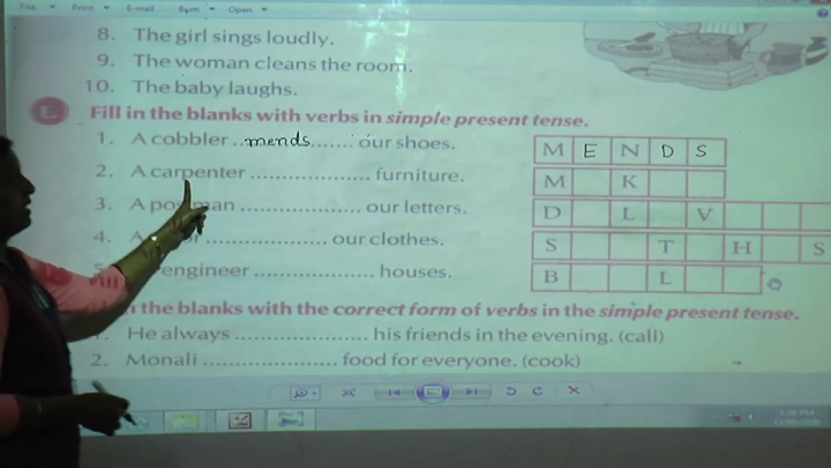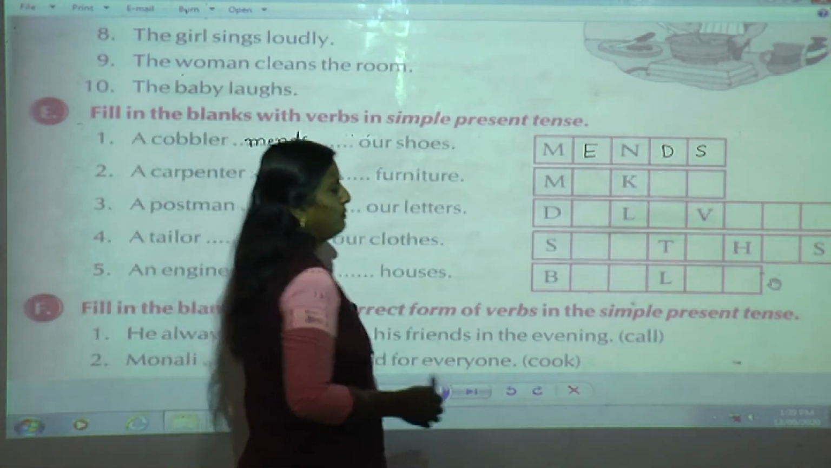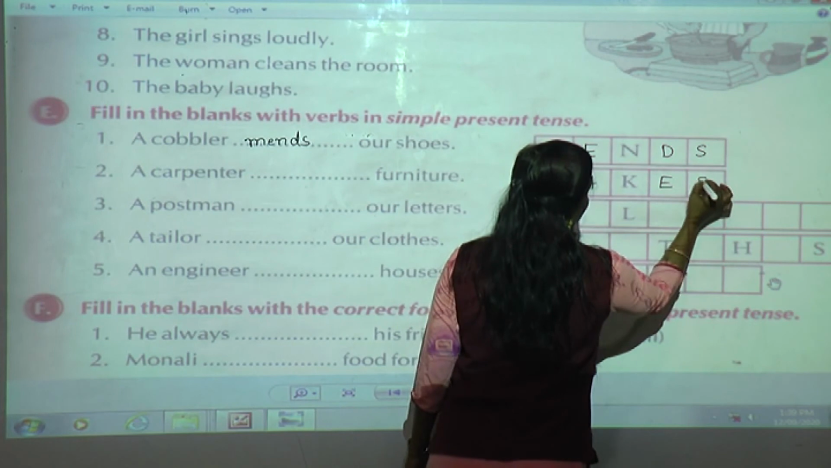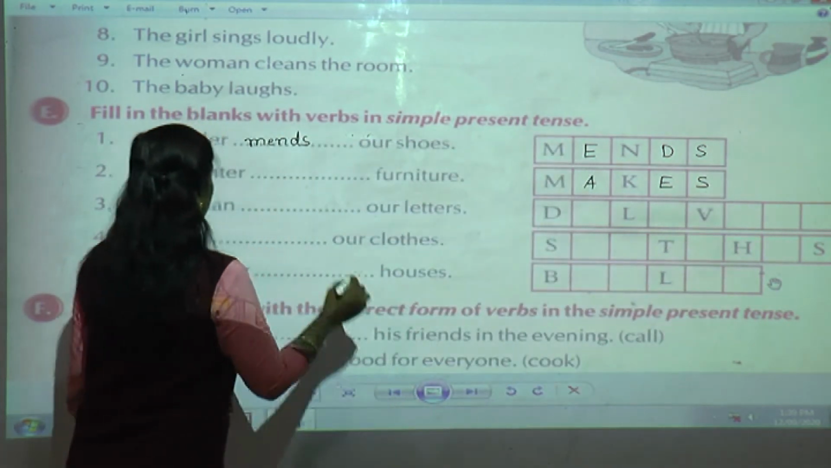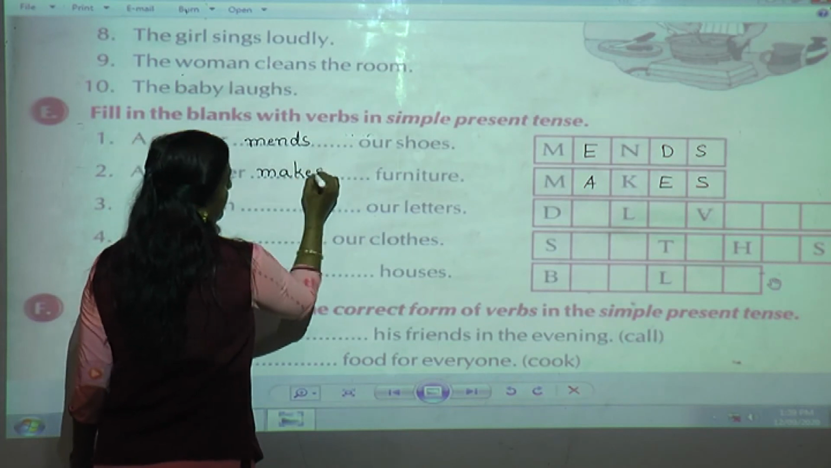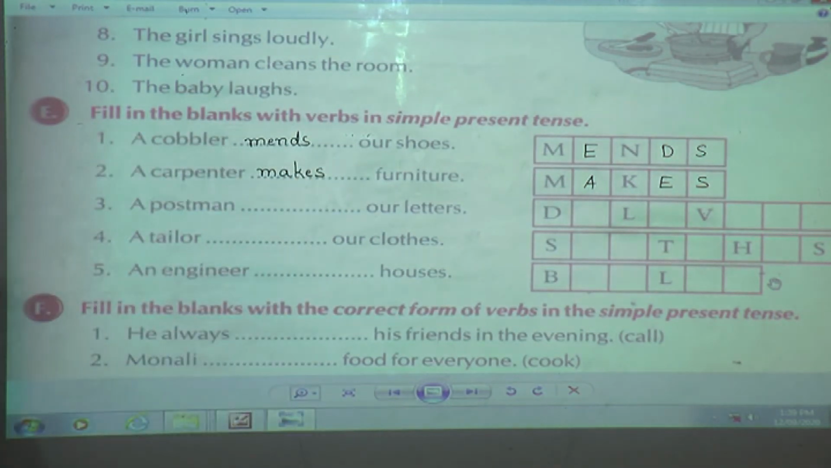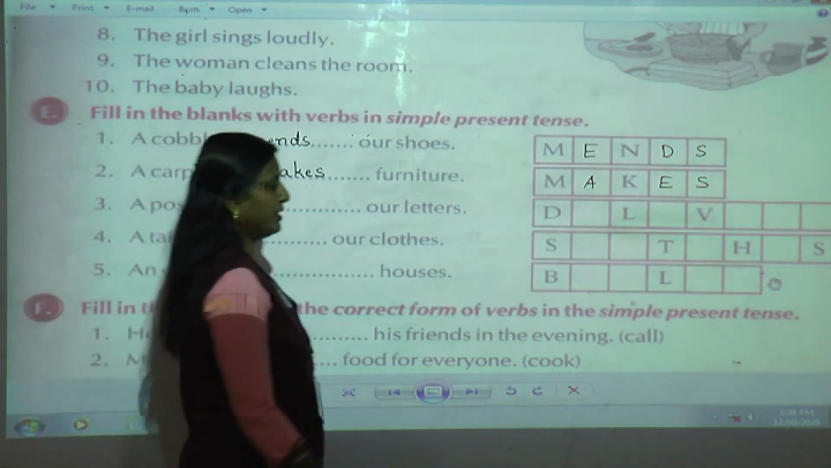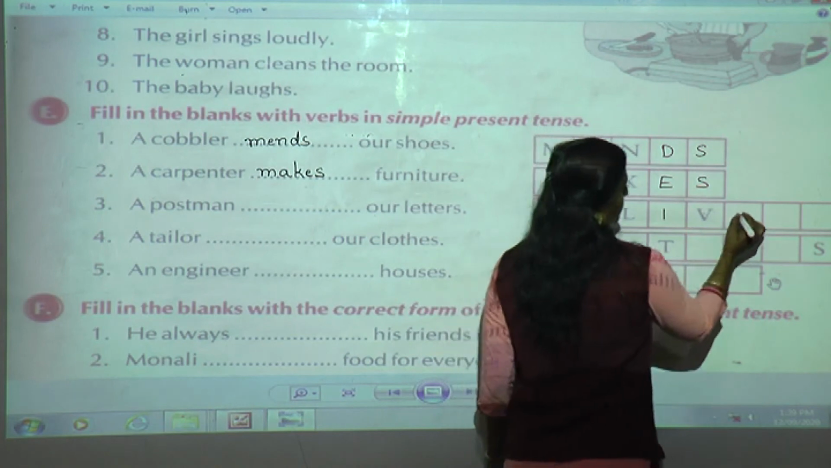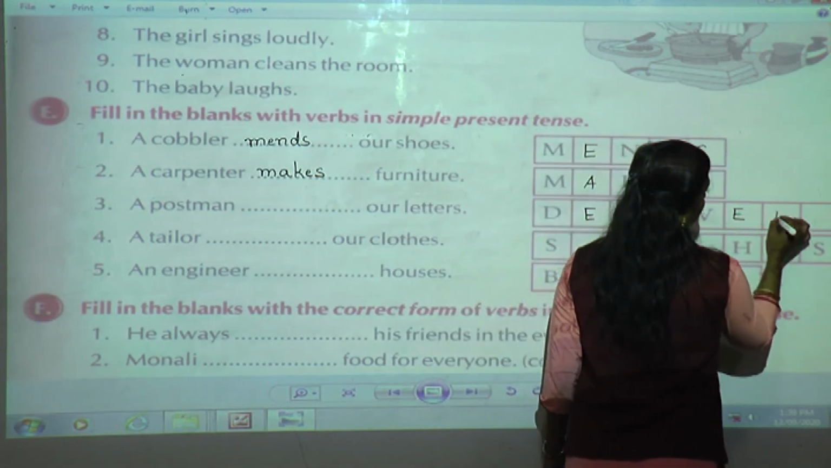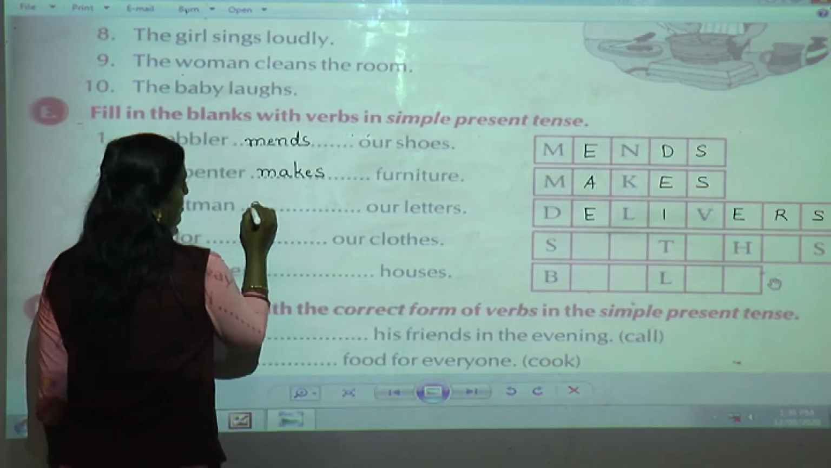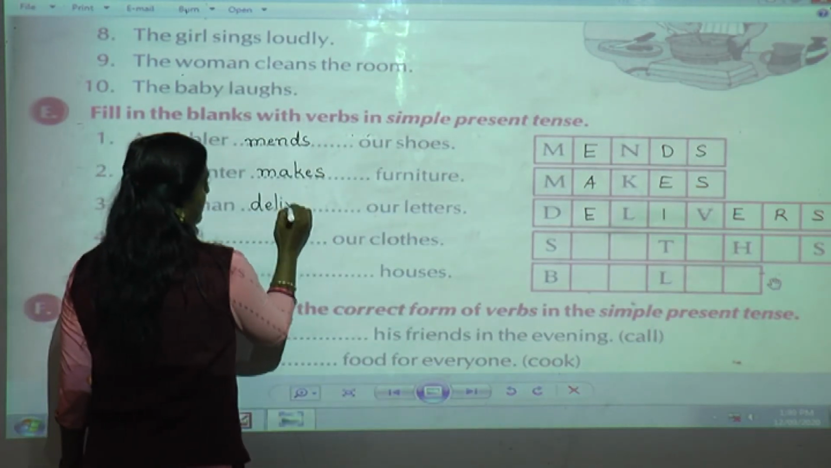Done? A carpenter dash furniture. Can you tell me what a carpenter does? Yes, a carpenter makes furniture. Be fast. M-A-K-E-S. A postman, what is the duty of the postman, students? Yes, he delivers letters. D-E-L-I-V-E-R-S. A postman delivers us letters. So I will write here in small letters.